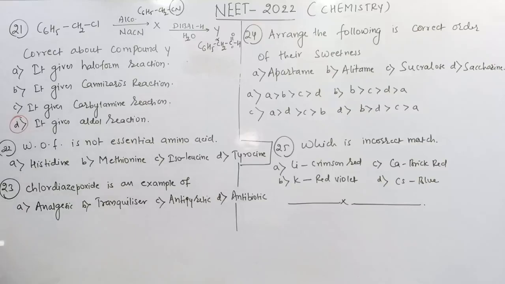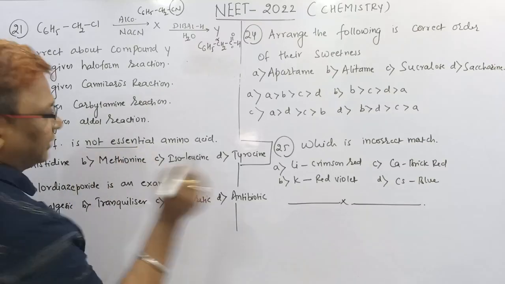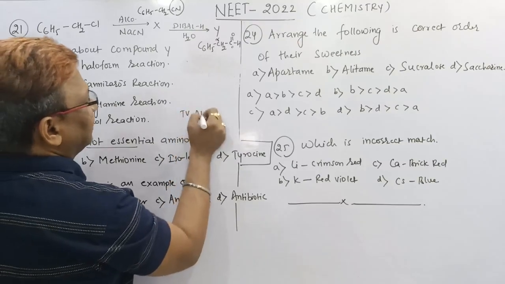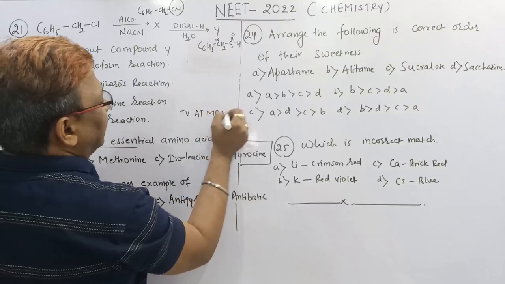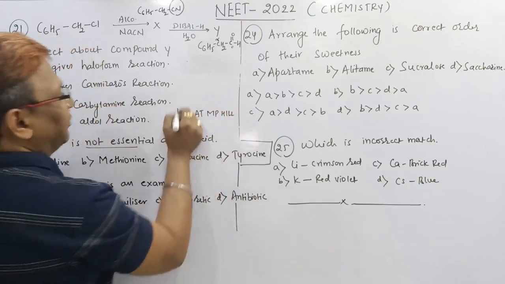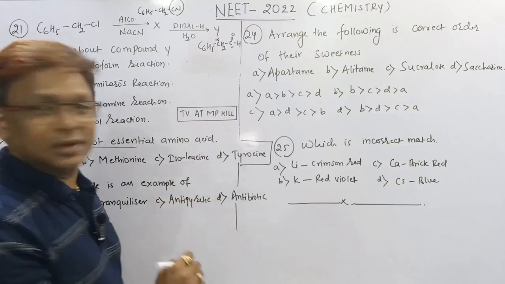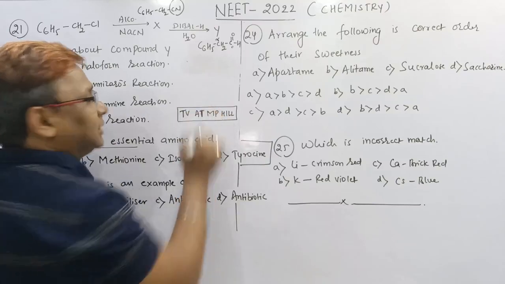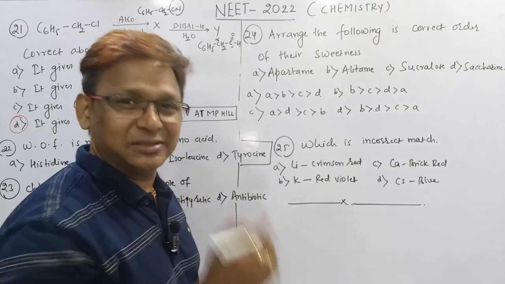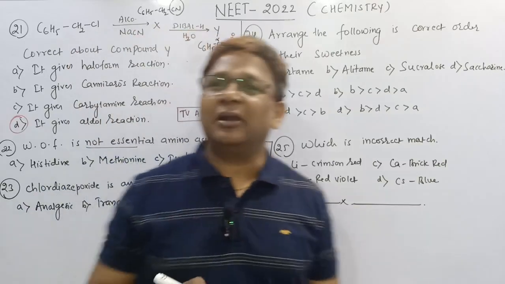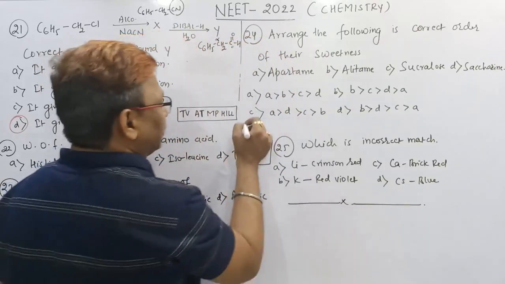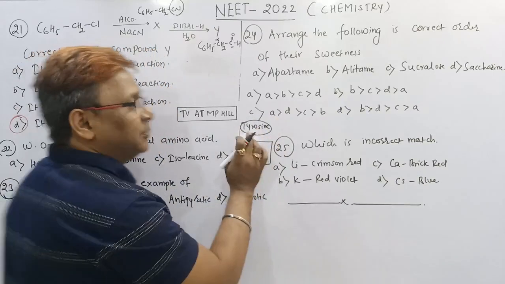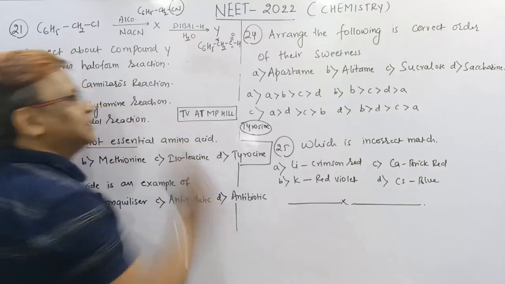Which of the following is not an essential amino acid? One trick I have given, maybe you remember. What is that? TV, TV, add MP Hill. TV and MP Hill are the essential amino acids. See here, one T is coming here, and one T is coming here. So which T is essential? Students get confused, so my trick will work here. How? That is tyrosine, beta. Tyrosine is the non-essential amino acid, meaning other than tyrosine, the remaining T are essential.